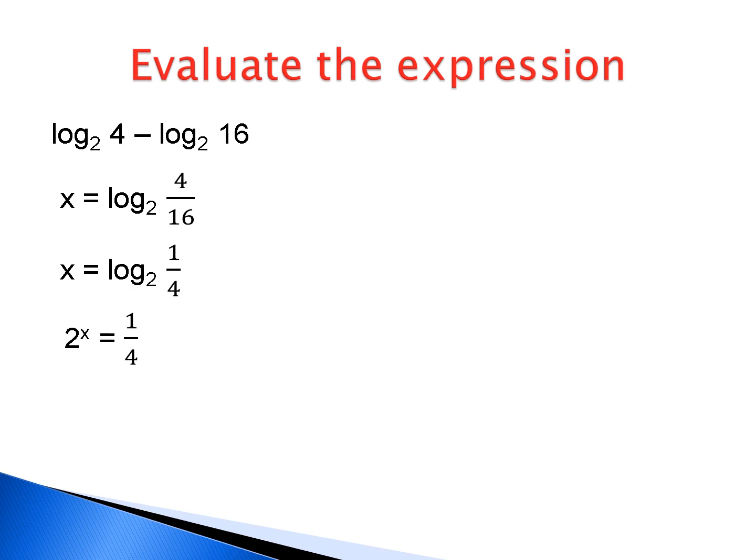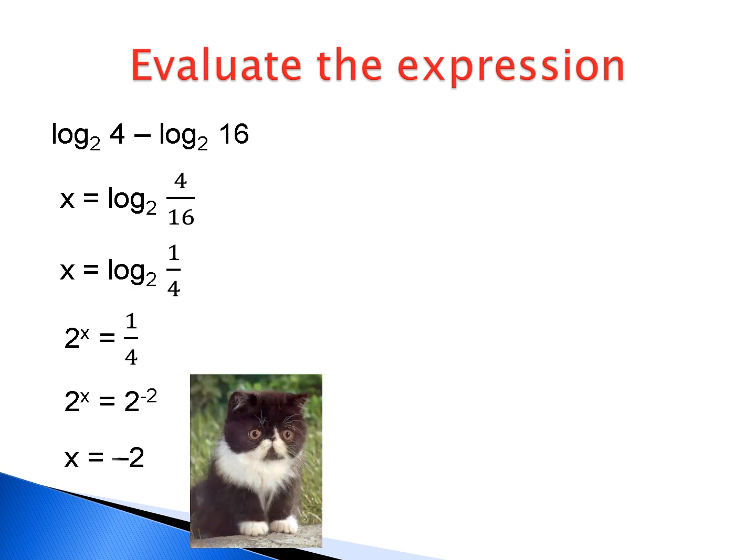But that 2 is in the denominator. So to bring that back up to the top, I have to make the exponent negative. So I'm taking that 2 squared that's in the bottom and I'm going to bring it back up to the top. So instead of 2 squared, it's going to be 2 to the negative 2. Now that my bases are equal, I can set the exponents equal. So therefore, x equals negative 2.